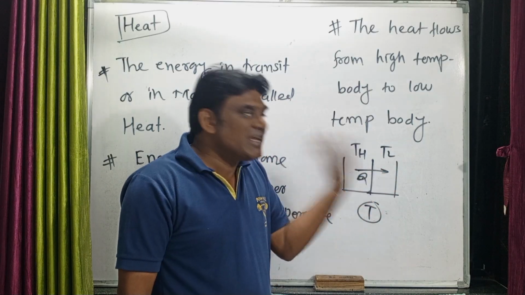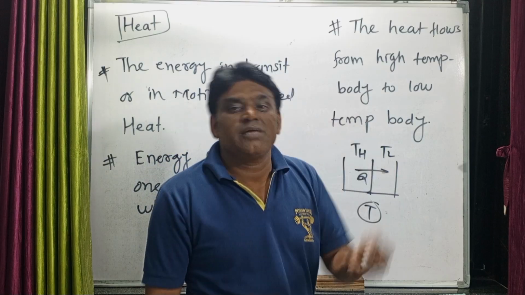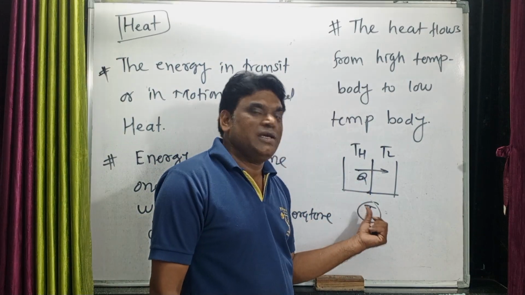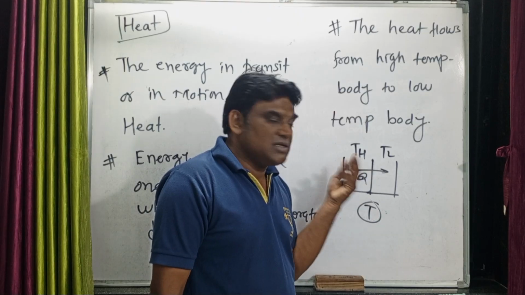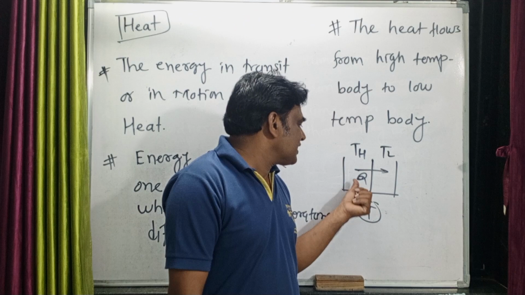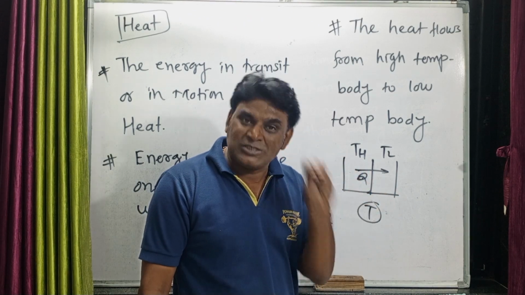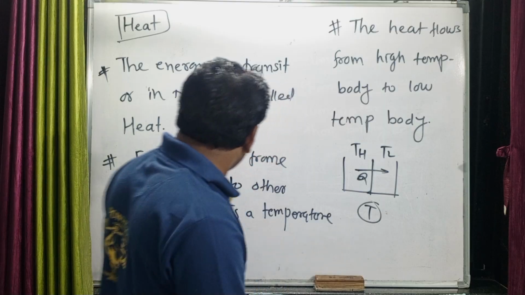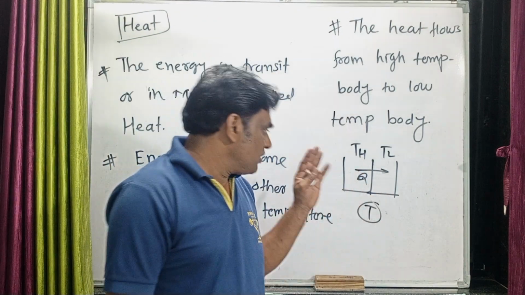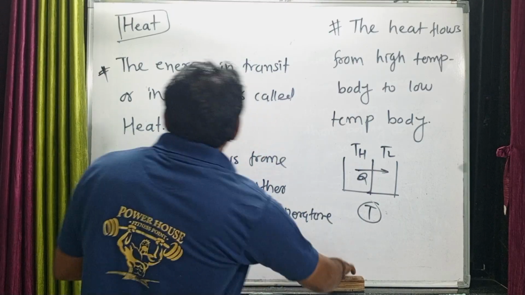So this body will gain energy and its temperature will rise, and this body will lose energy and its temperature will fall. Together they will have a common temperature T, and this situation is called thermal equilibrium. At this time, the temperature difference is 0. As there is no temperature difference, heat transfer will stop. And this condition is called thermal equilibrium.